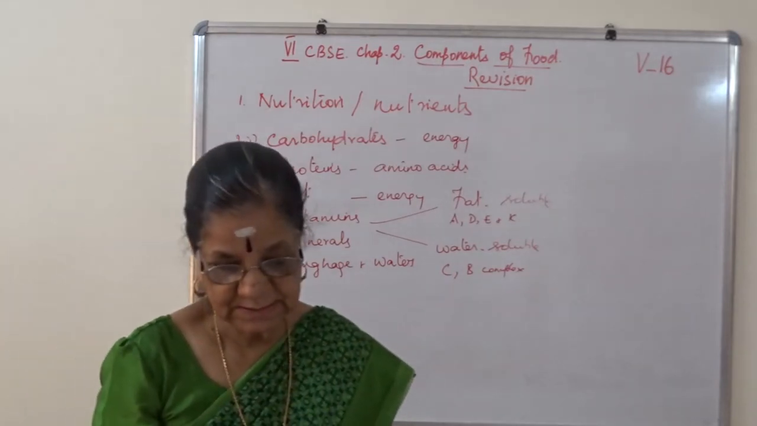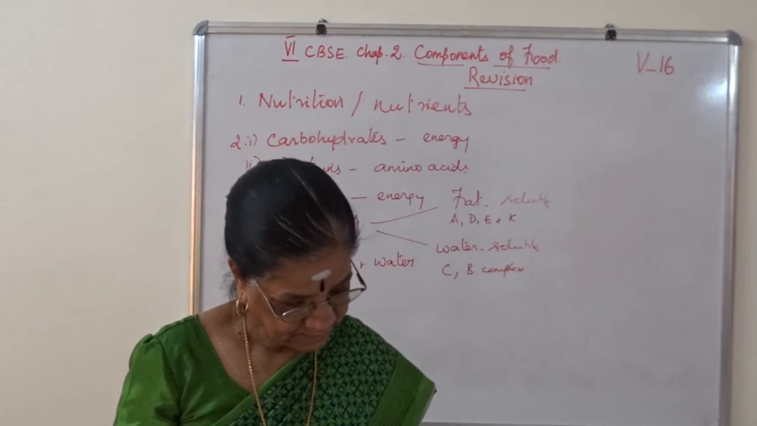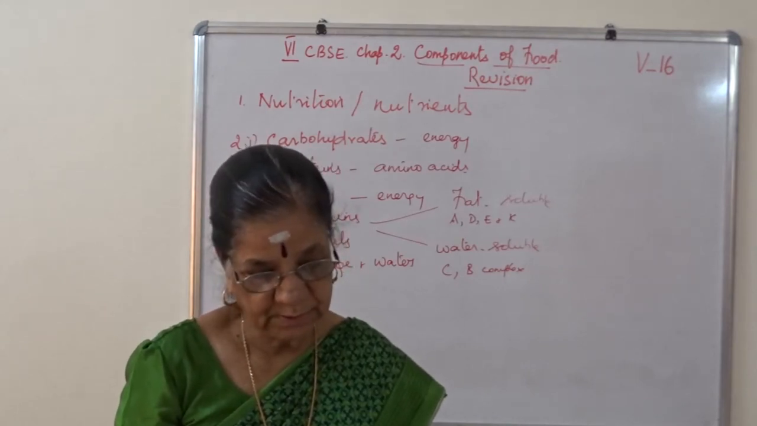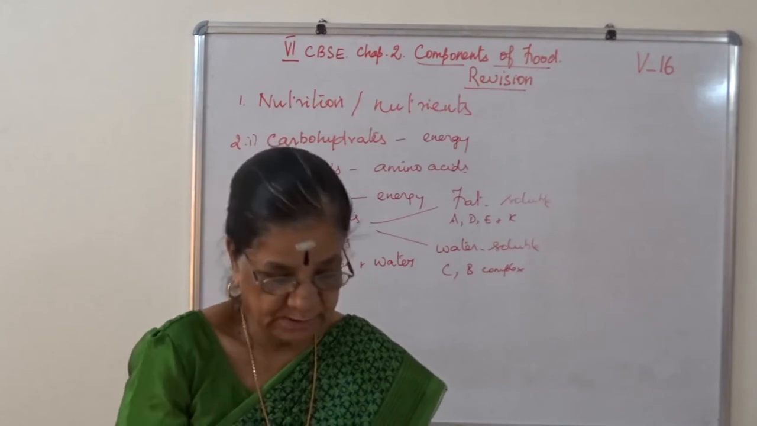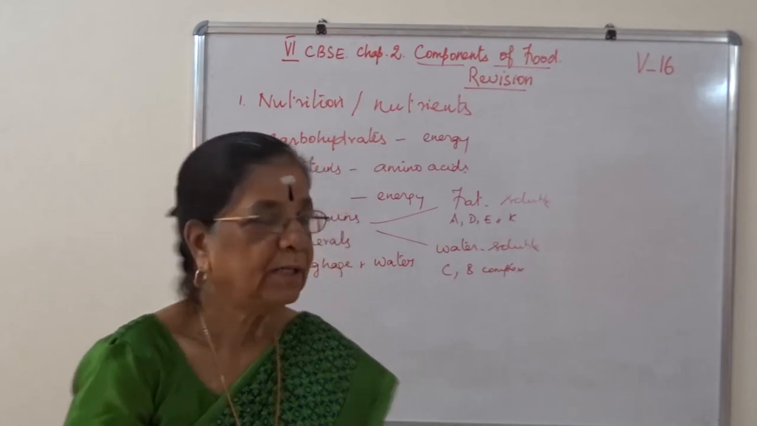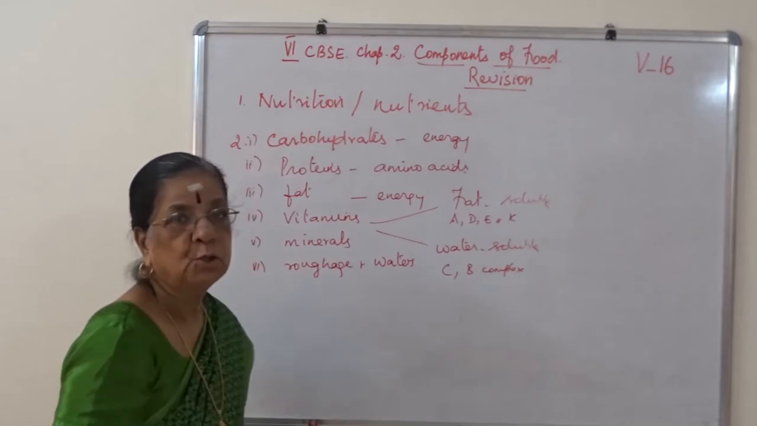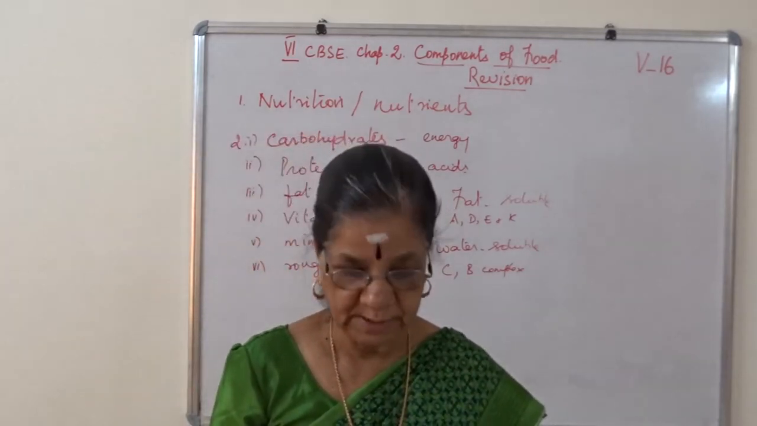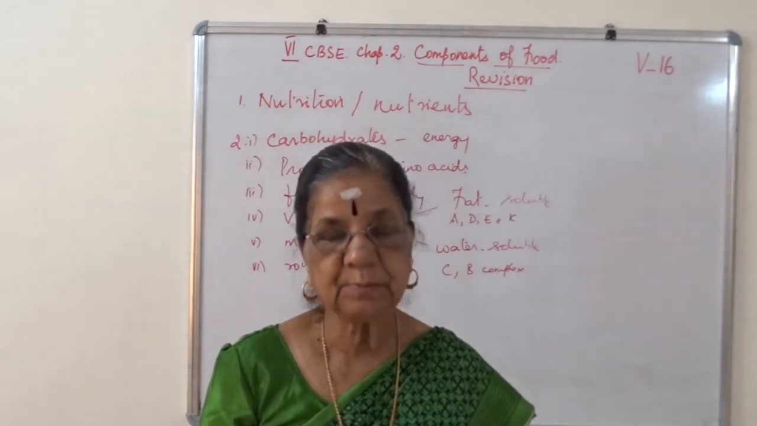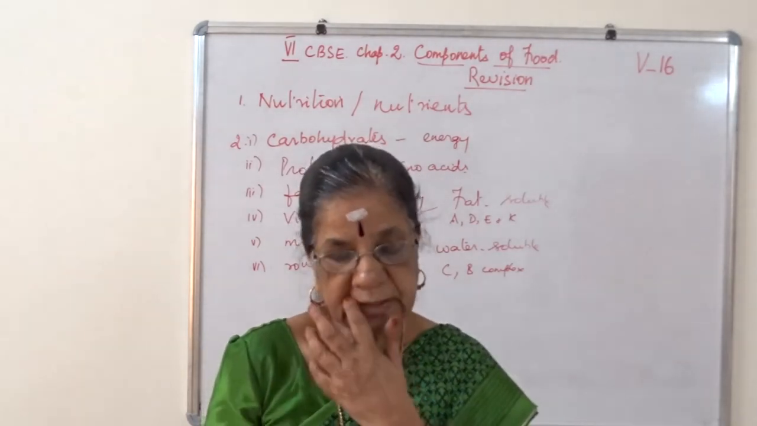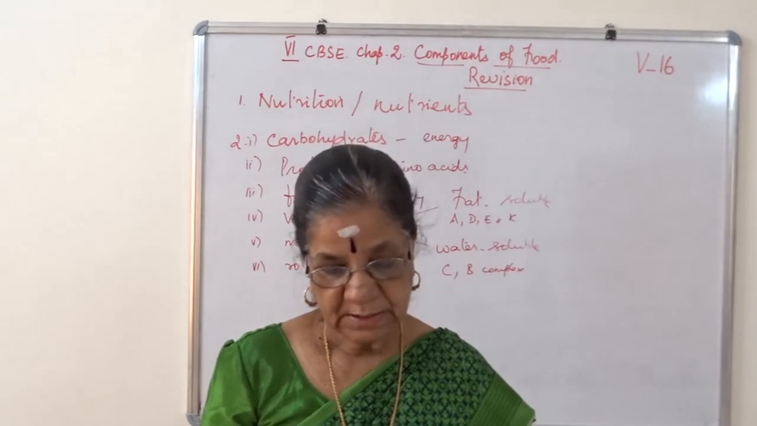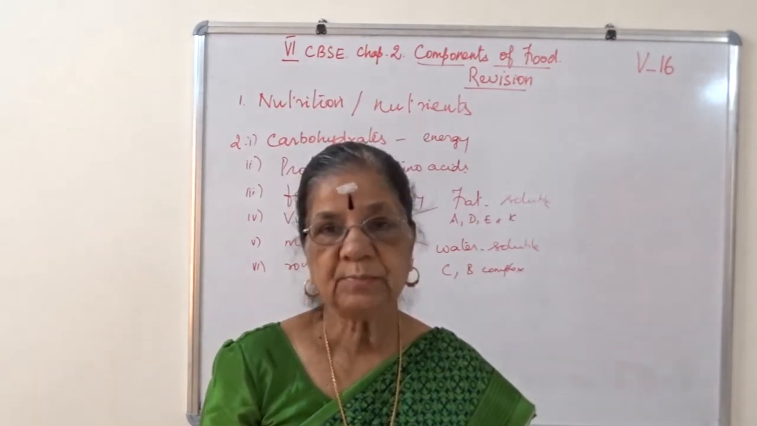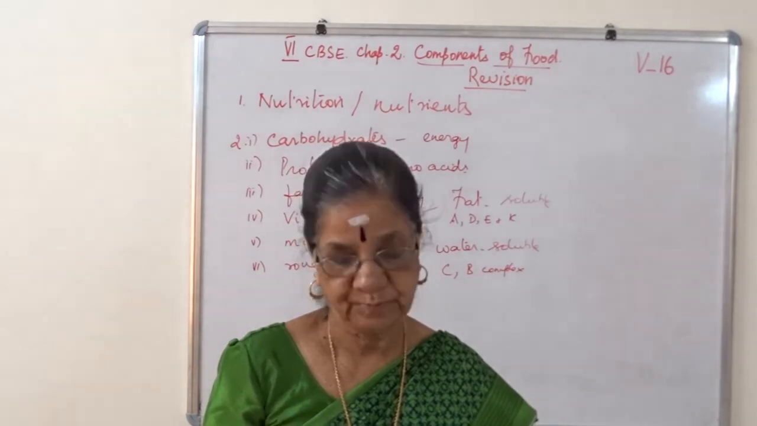Then last is the role of water and roughage. Roughage is also called fiber. It is a substance in plant food that our body cannot digest. It is found in cereals, vegetables, fruits, beans, and so on.